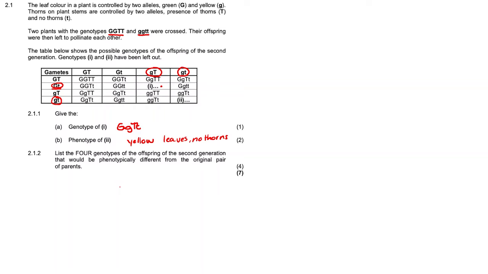And the possible genotypes for that is, if we want to say green leaves and no thorns, we could either have two capital G's and two small t's, or we could have one small g and one capital G, and then two small t's. And then for the yellow leaves with thorns, we can have two small g's and two capital T's, or we can have two small g's, one capital T, and one small t. And those are all the possible genotypes.